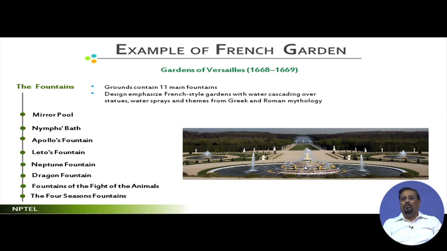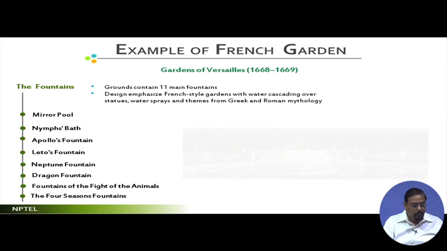And the Four Seasons fountain. Now, if you see here, we have mentioned that there are 11 such main fountains, of which the Four Seasons fountains are placed over here, 1, 2, 3, and 4 at the back. These 4 season fountains, and the rest 7, make 11 fountains. These 11 fountains are the very strong elements of the Versailles example.